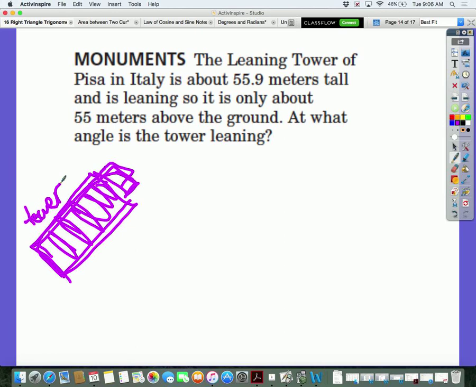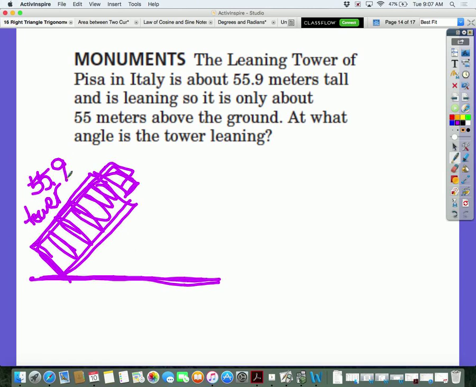Now clearly the tower is 55.9 meters tall. So I already know that that's going to be 55.9 meters. Is it 55.9 meters straight up, or is it just the tallest tower? It's the tallest tower, so no matter if the tower is standing straight up or if it's leaning, the tower's length is going to be 55.9. Now it's leaning so that it's only 55 meters above the ground.